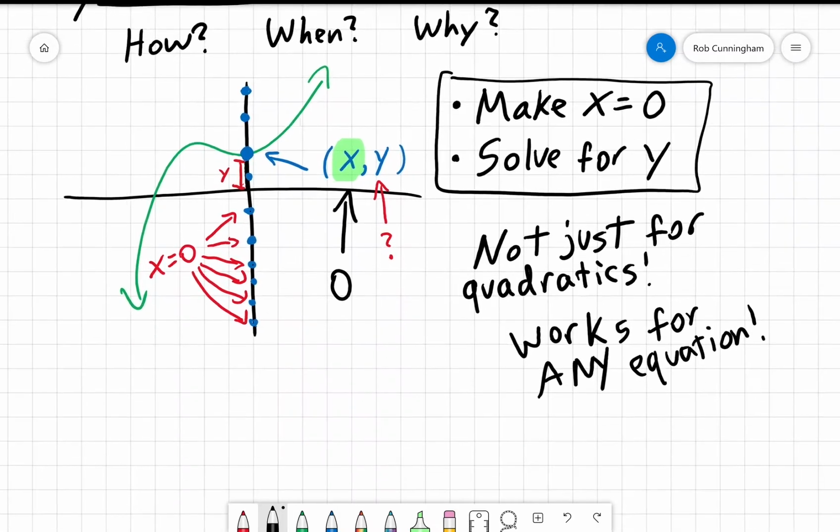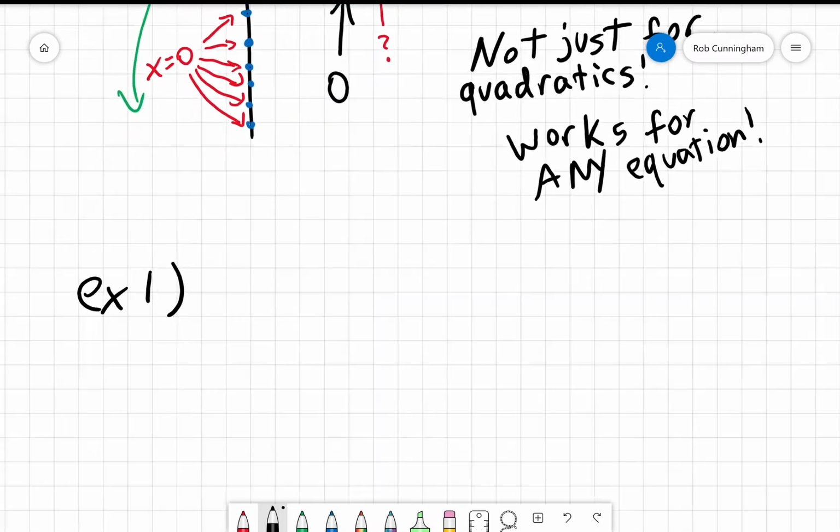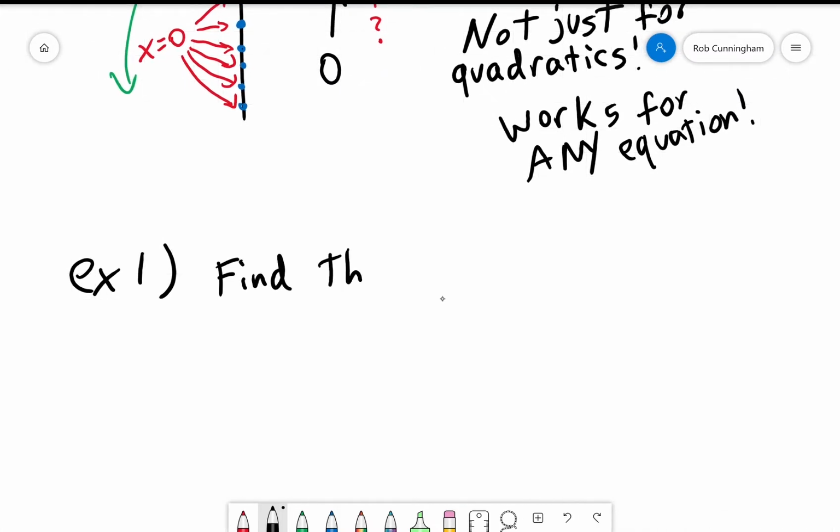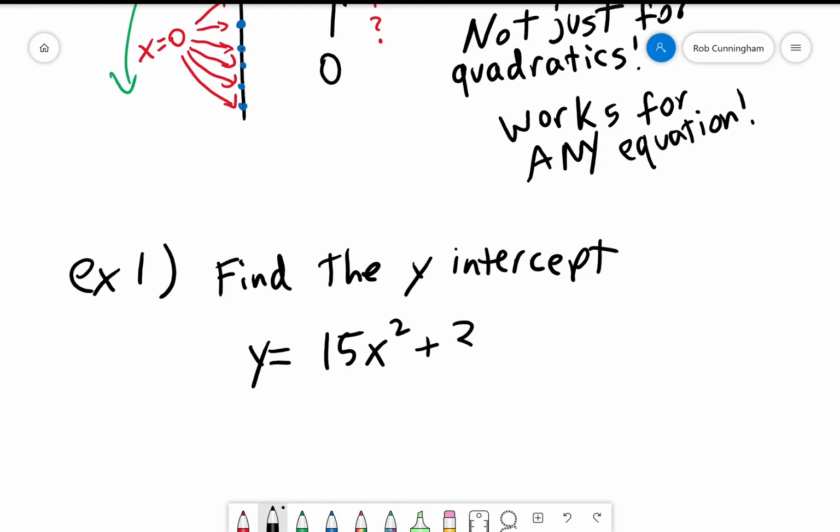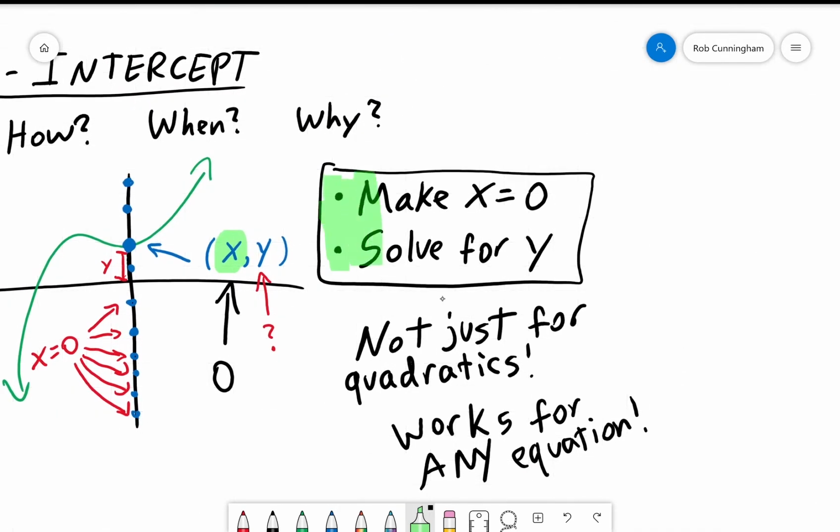Okay, let's do a really quick example. Example 1. Find the y-intercept. We'll say our equation is y equals 15x squared plus 35x minus 12. And we want to find the y-intercept. Well, some of you may have already noticed that the y-intercept is going to be negative 12, right? But that's not some magical number. Let's use our actual method and double check that.